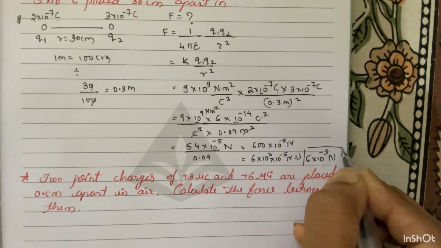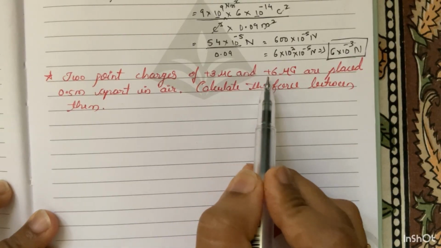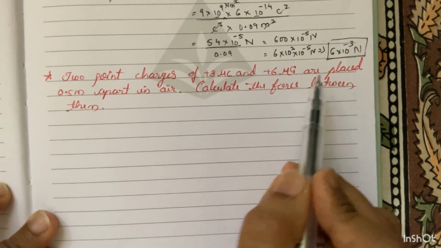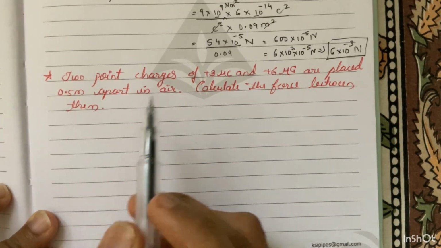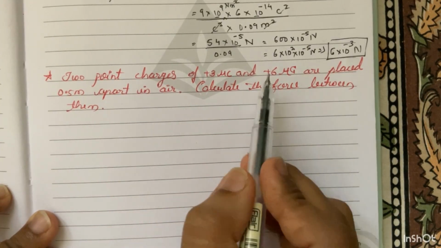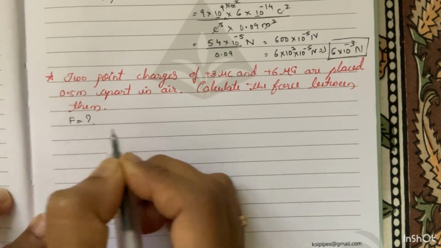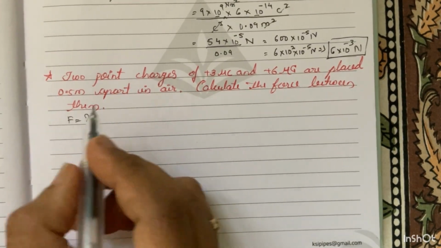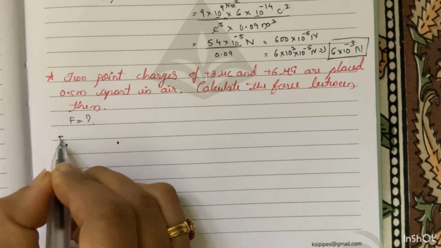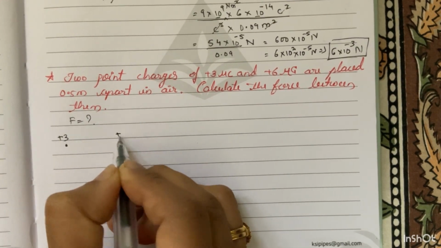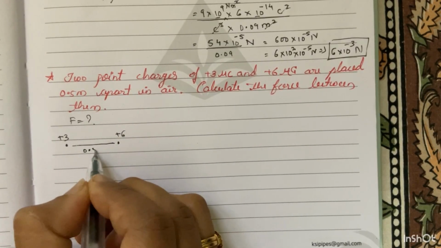Newtons. Okay, next question: two point charges of plus 3 microcoulombs and plus 6 microcoulombs are placed 0.5 meter apart in air. Calculate the force between them. So here we need to calculate the force between these two charges. First of all, force equals what? Question mark. They have given two point charges: let me consider one point here and one point here, one is plus 3 and another is plus 6, and the distance between these two charges is 0.5 meter.